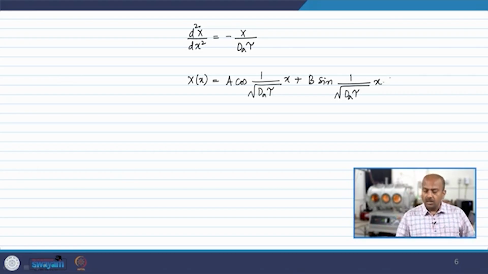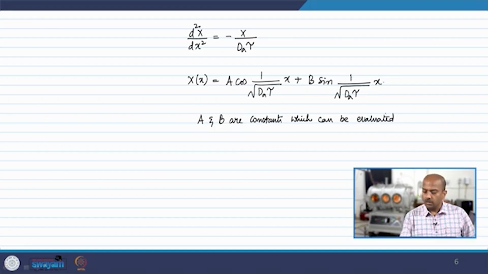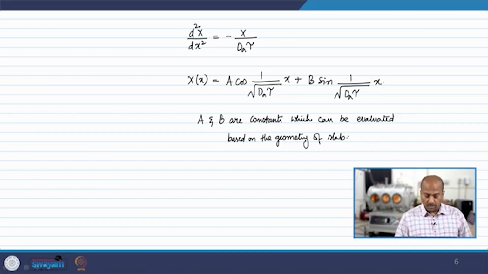Now, what are A and B? A and B are constants which can be evaluated based on the geometry of the slab where the plasma was generated.